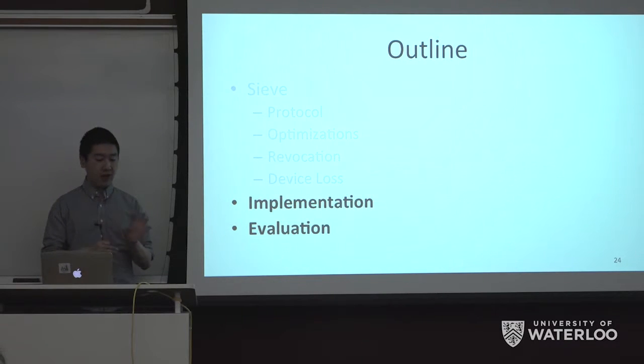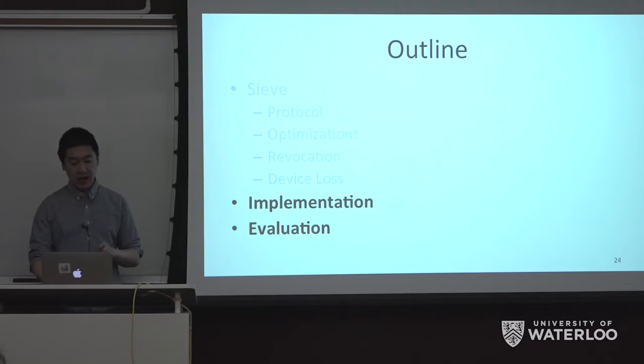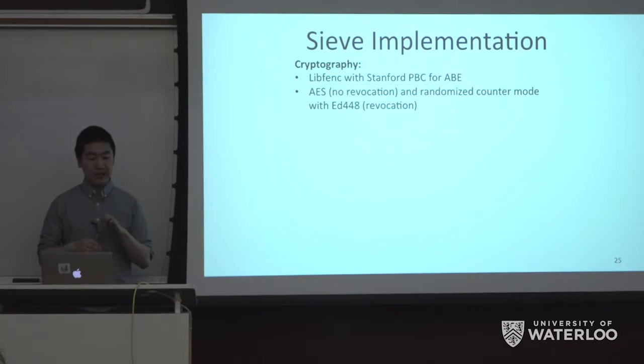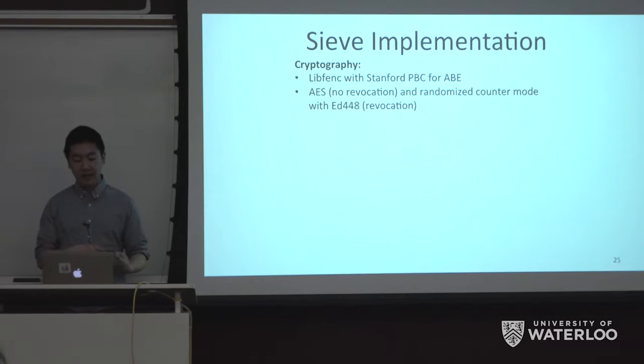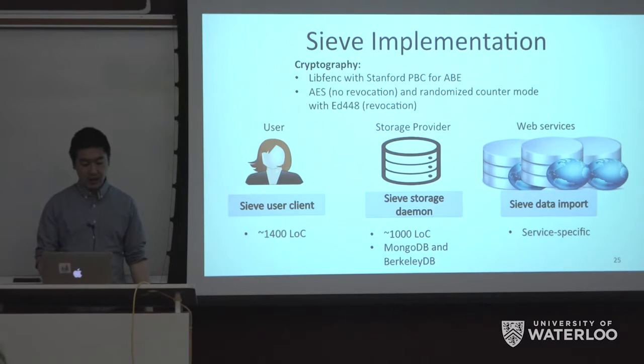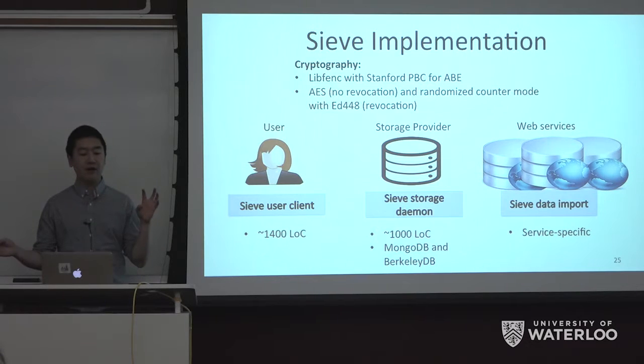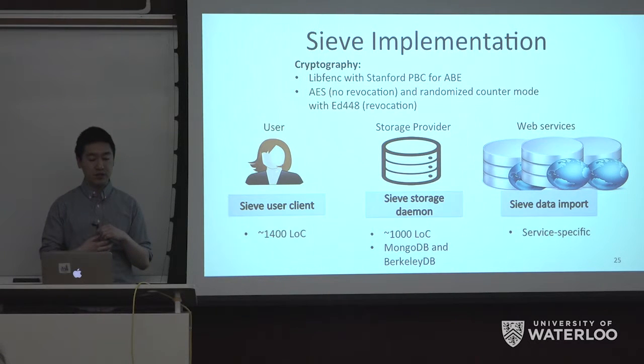So now I'll talk about our implementation and evaluation. For the Sieve implementation, in terms of cryptography, we use the libfank library with Stanford PBC for ABE. We implement it with both AES, which doesn't require revocation, and randomized counter mode with ED448, which does provide us with revocation. For the 3 different components I described earlier, it required about 1,400 lines of code to make the Sieve user client.